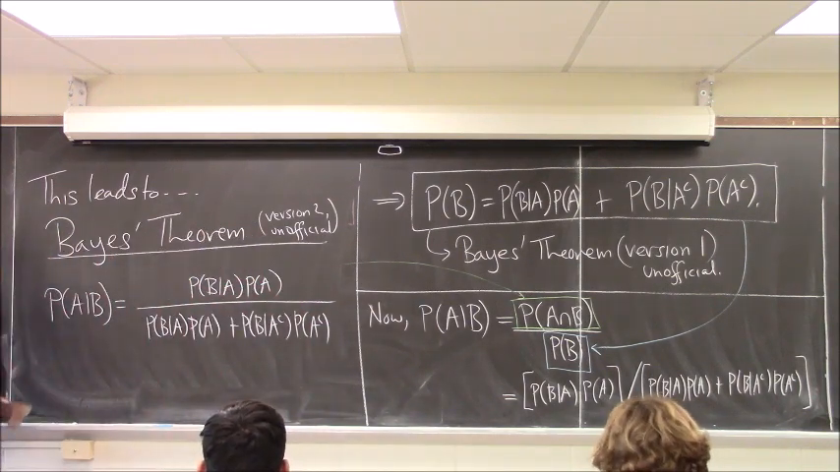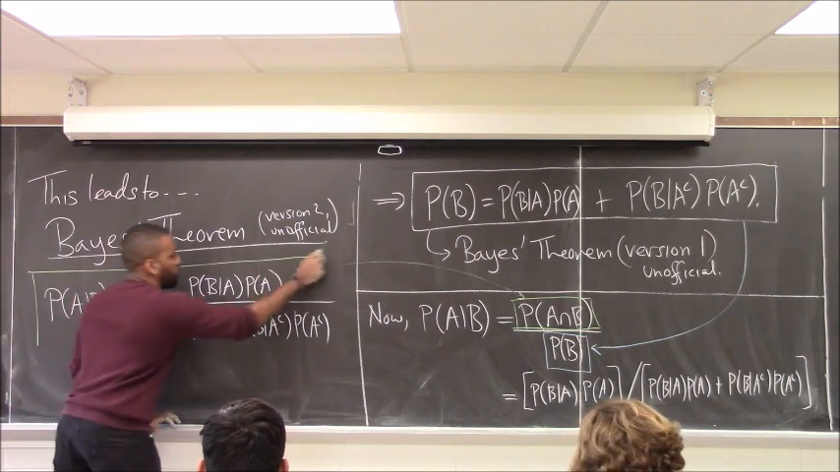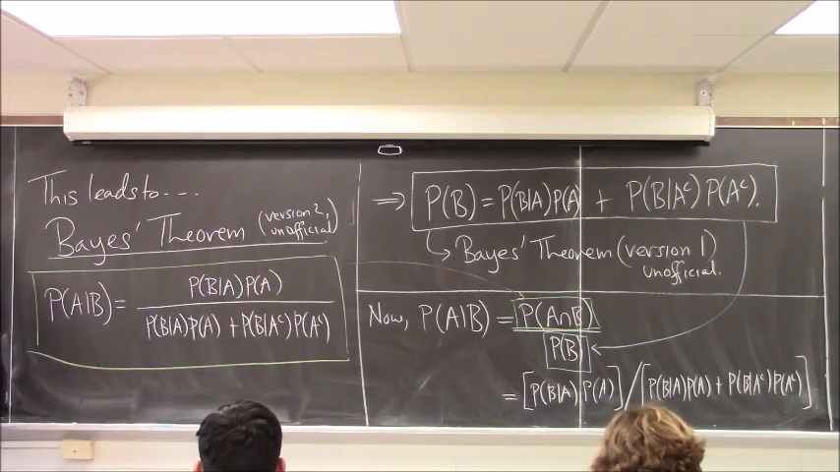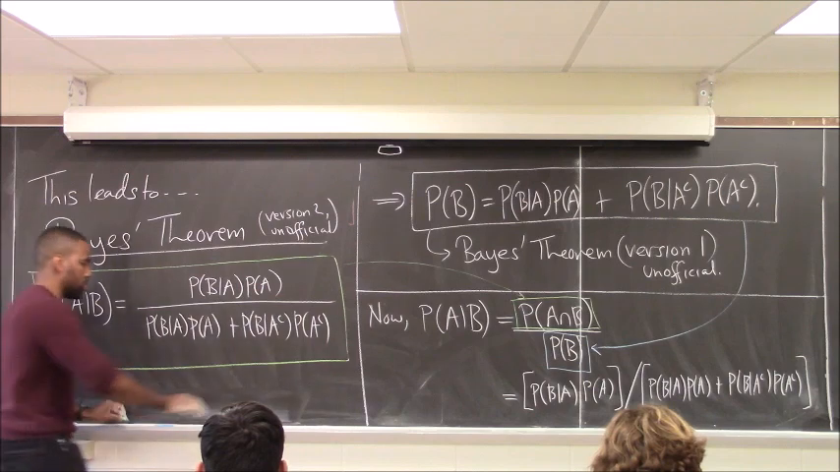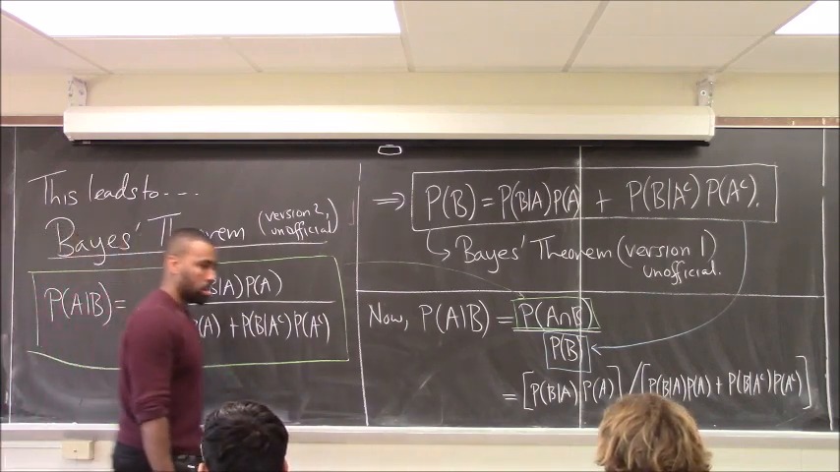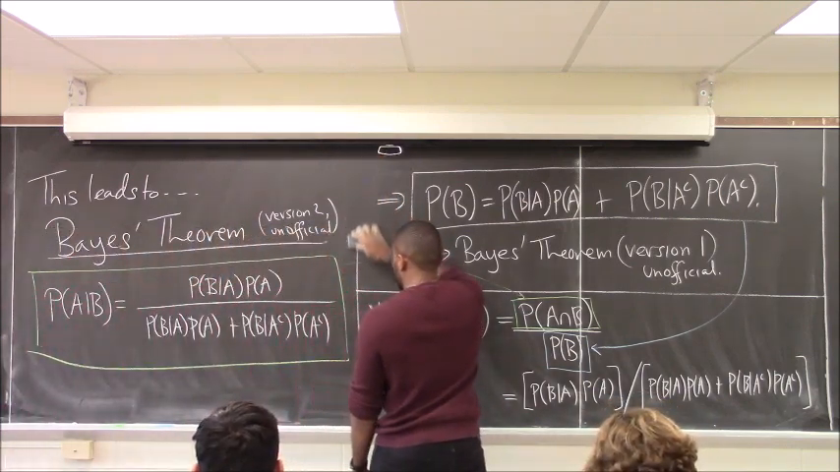It's a very, very important formula. Super important. It's one of the reasons why probability is as useful as it is, and I'll talk about it a lot next time. This is called Bayes' theorem.